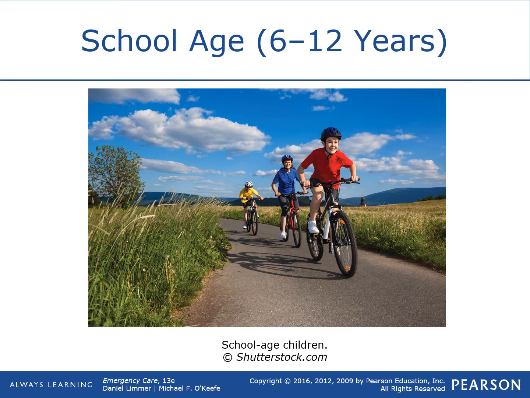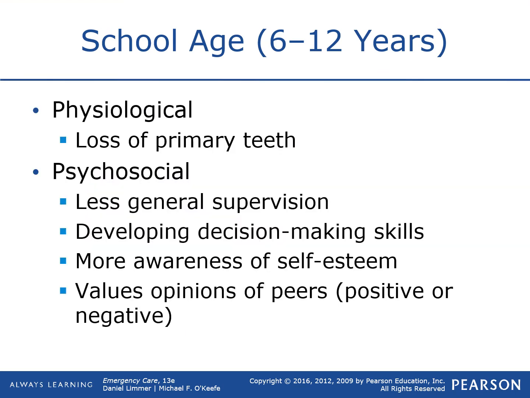There's some pictures of some school-age children. So physiologically, you're still developing everything that you were building on during the preschool age. Everything's getting bigger and better. You do lose your baby teeth, which are called your primary teeth. Secondary teeth come in behind them. Those are your adult teeth or permanent teeth.